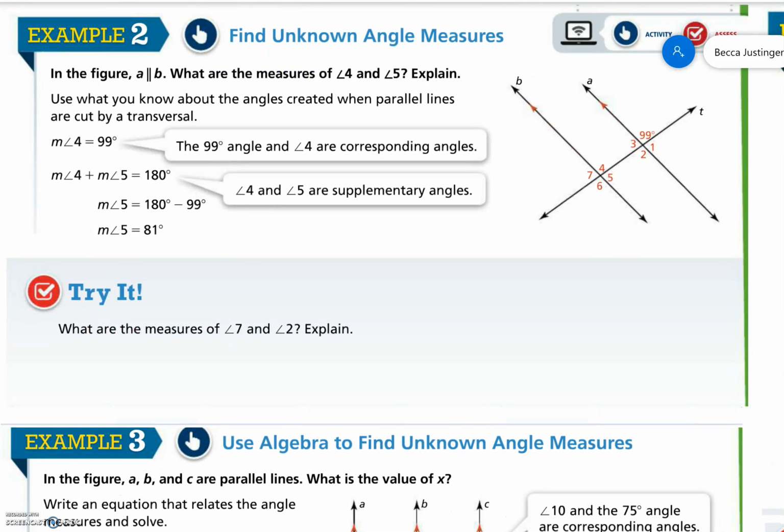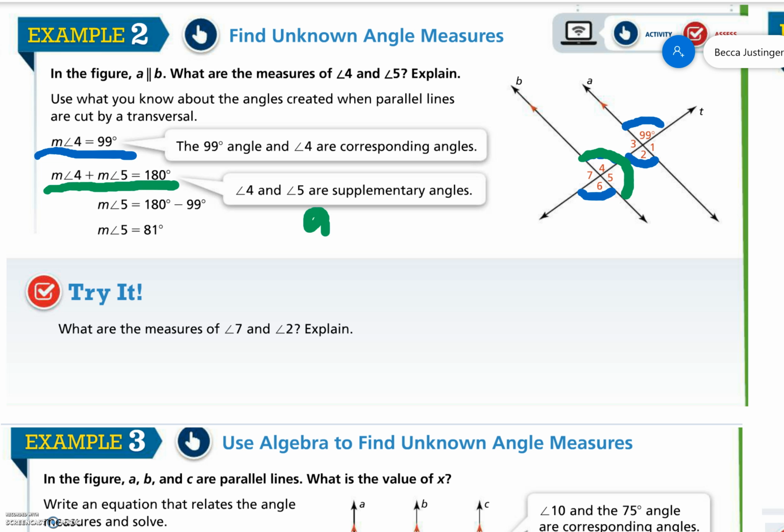Example 2, find unknown measures. Use what you know about angles created when parallel lines are cut by a transversal. What are the measures of angle 4 and 5? Well, if I know this one is 99, I also know that angle 2, 4, and 6 is 99 degrees. Then I know that angles 4 and 5 together form a straight line. So 4 plus 5 is equal to 180.